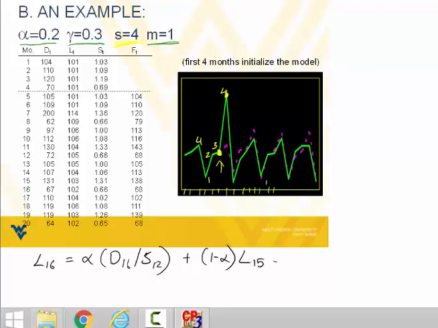Good. So we have alpha, which is 0.2, multiplied by 67 divided by 0.66, plus 1 minus alpha, which I'll take as 0.8, multiplied by 103. So our level 16 is equal to 102.7. In your notes it's 103, which is incorrectly put down because I had the wrong rounding function, so it's 102 over here. But it should be 102.7.